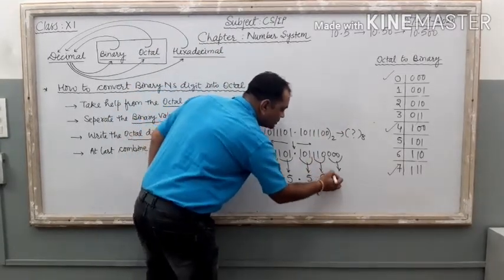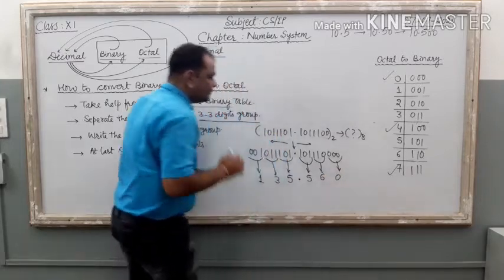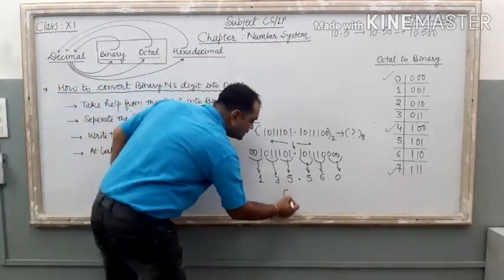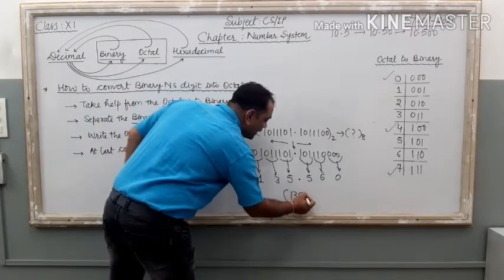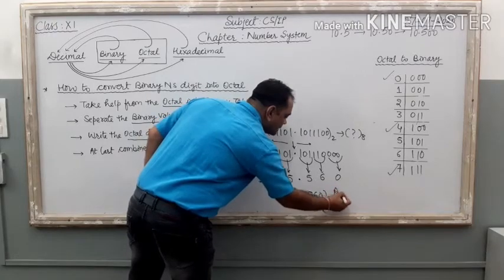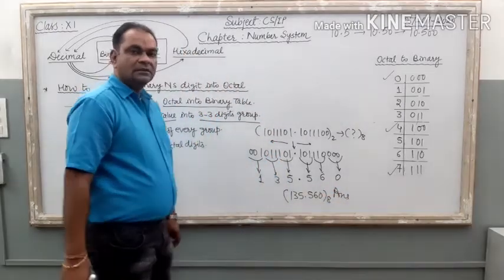110, it is 6. 000, it is 0. Clear? Now at the last, combine these digits. 135.560 base 8, it is the answer. Clear all?